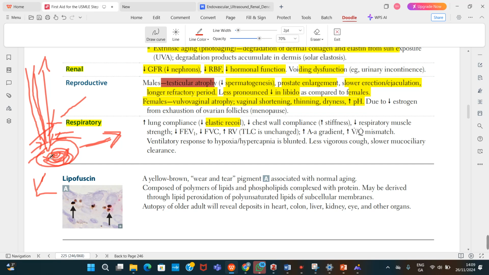Do you understand what elastic recoil means now? Compliance is the opposite. Compliance means that if air is entering, can it stretch to accommodate the air in the opposite direction? Now, we are saying that there's a loss of elastin fibers. It means that they cannot squeeze on themselves again. That means it is going to be flabby and it can move outwards easily. So compliance is going to be increased.